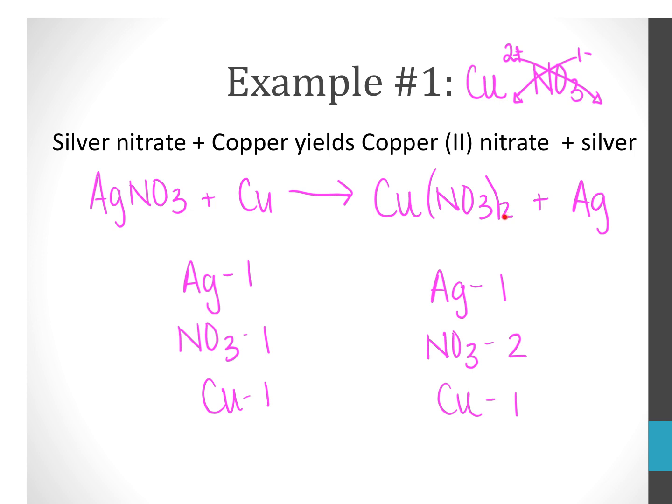So if there's two on this side, you have to add a coefficient. So what coefficient are you going to add right here? 2. So we're going to put a 2 right here in front of the whole compound. And so then this 2 distributes to both the silver and the nitrate. All right, so now we are going to change our tally. So now how many nitrates are on the left side? 2. It also changed my number of silvers. How many silvers are on the left side? 2.